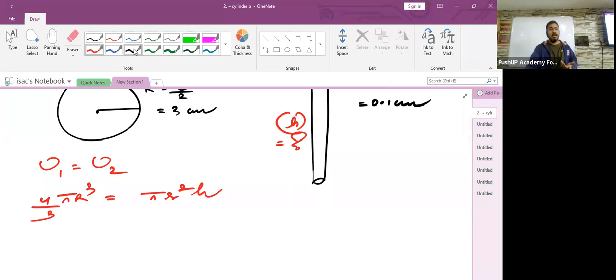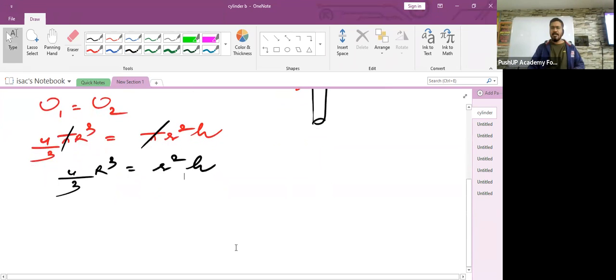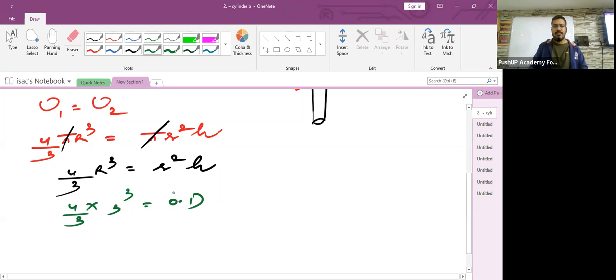You wrote the formula. Now you simplify. If it is possible, pi and pi will get cancelled. So what is left on the left hand side? 4/3 R³. What is left on the right hand side? R square h. Was it so difficult? I don't think so, children. 4/3. What is the radius of the sphere? 3, I think. So it becomes 3³, and how much is the radius of the cylindrical pipe? 0.1. So it becomes 0.1 square into h, the height or the length of the cylinder.